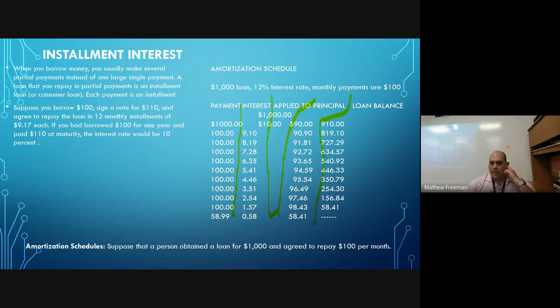All right, so as you notice, as you make that $100 payment towards 1,000, 10% initially on the first payment goes to interest, 90% goes to principal. That 90% drops the principal down to 910. So when you factor out the interest for the following month, it now becomes 910. So 910 minus the 90 is now 819.10, and so forth.